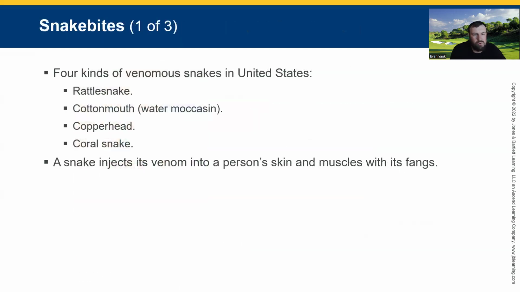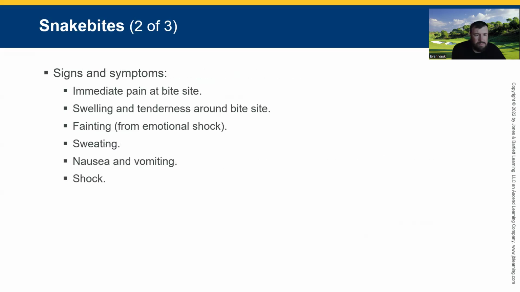We get snake bites. There's 4 kinds of venomous snakes in the United States. We have rattlesnakes, cottonmouths, copperheads, coral snakes. A snake injects its venom through a person's skin or muscle with its fangs. I think most of us know that. This poison can cause local injury to the skin and muscle, and may have effects on that entire extremity very quickly.